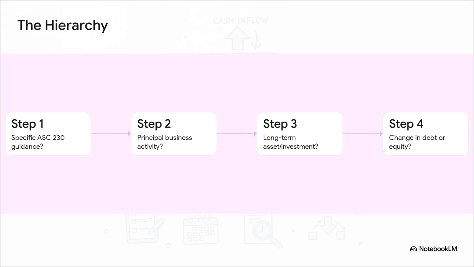Okay, so Step 1, is there specific ASC 230 guidance for the item? If yes, you follow it blindly. Boom, done. But if no, you move to Step 2. Is it a principal business activity? If it is, it's operating. If it's not, you slide down to Step 3. Does it involve a long-term asset or investment? That's going to point you right to investing. And finally, Step 4, does it change debt or equity? If yes, that lands it securely in financing. You've got to respect this exact order to get the right answer.